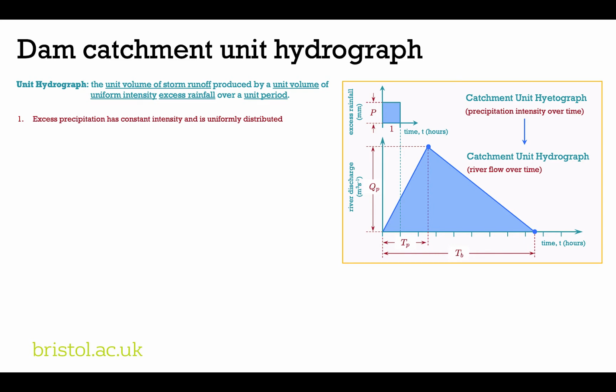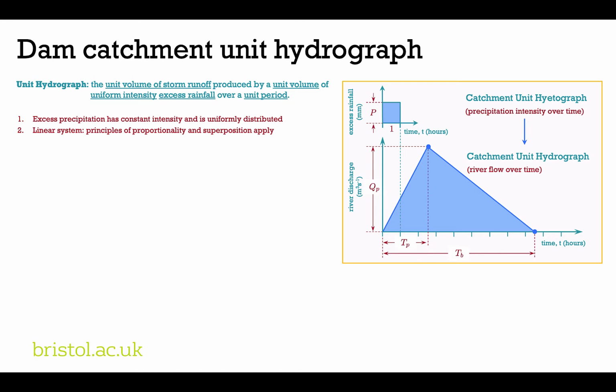So just a few quick assumptions to bear in mind. First of all, the excess precipitation, so that's precipitation that contributes directly to the stream flow, has constant intensity and is uniformly distributed over the time steps for which it's specified. Secondly, the unit hydrograph is based on assumptions that the system linking excess precipitation and stream flow is linear, and that means that principles of proportionality and superposition apply. The consequence of this makes the technique very powerful.